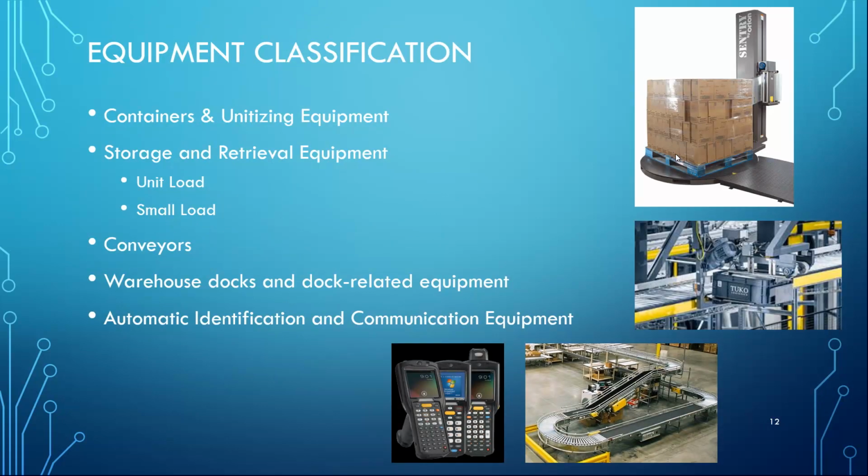Warehouse equipment can be classified as follows. Containers and unitizing equipment, where you can put many items, many boxes in one container or one unit. That's why we call it unitizing. We have storage and retrieval equipment, unit load, small load. We can make it as small loads or big loads. We have conveyors, warehouse docks and dock related equipment, and automatic identification and communication equipment.